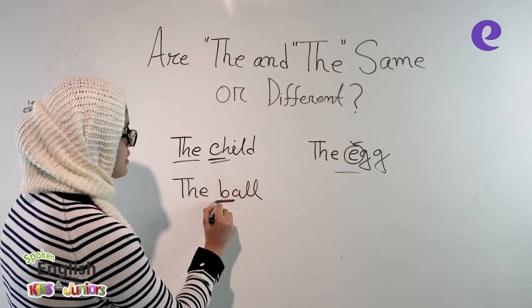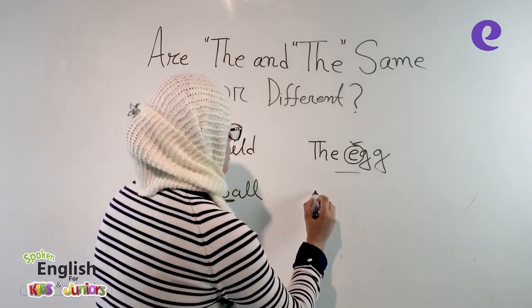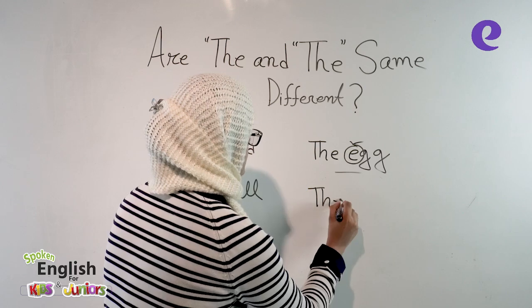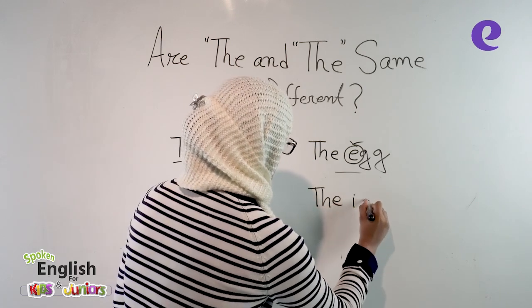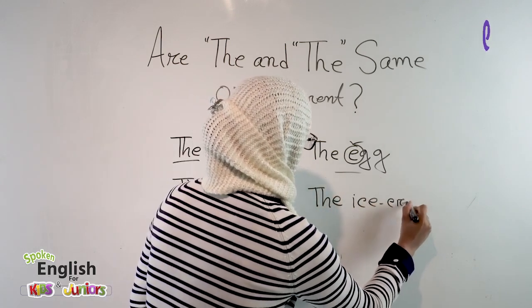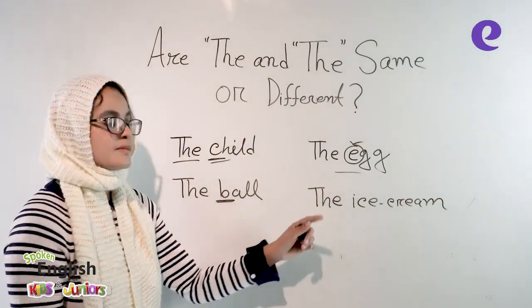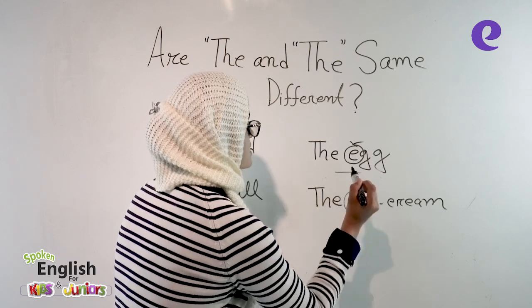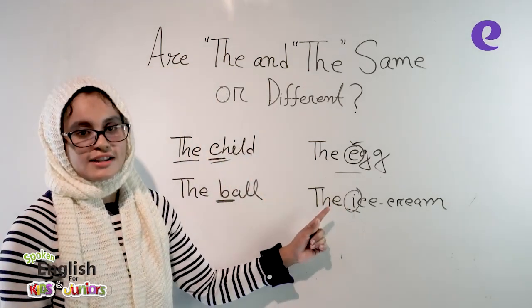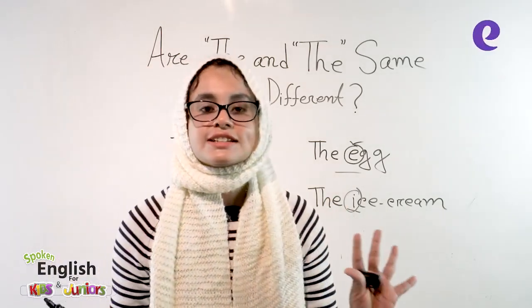Okay, so and another consonant is here. Okay, and okay, so it's "thee" ice cream because here we got vowel I. Okay, so I hope it's clear to you now.